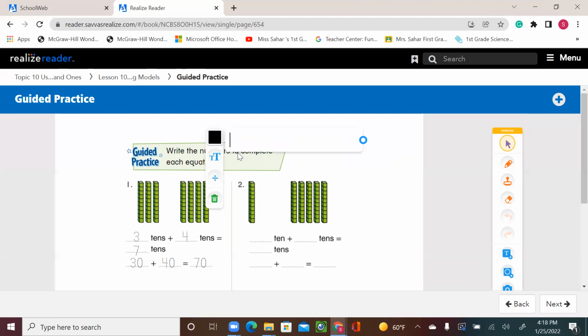The first one, I see 1 ten, so it's 1. And then the second part, I see how many tens? 1, 2, 3, 4, 5. 5 tens. So 1 ten plus 5 tens equals 1 plus 5 equals, very good, 6. So 6 tens.